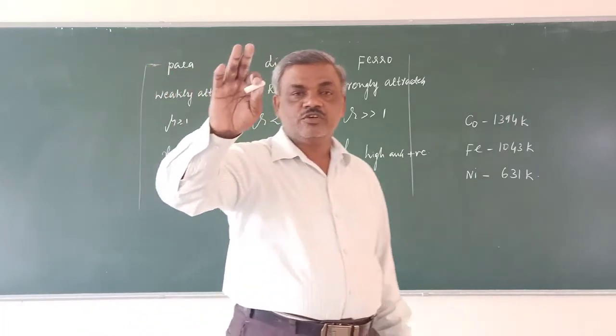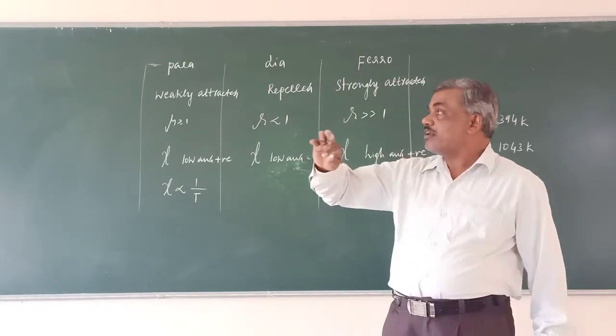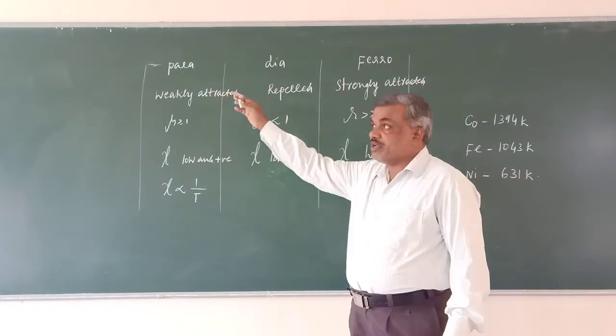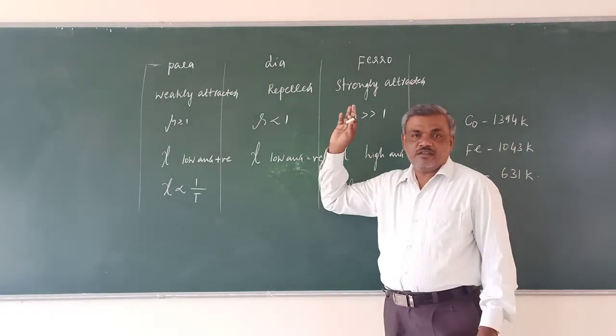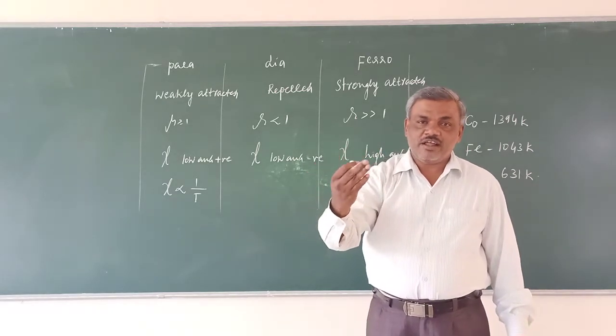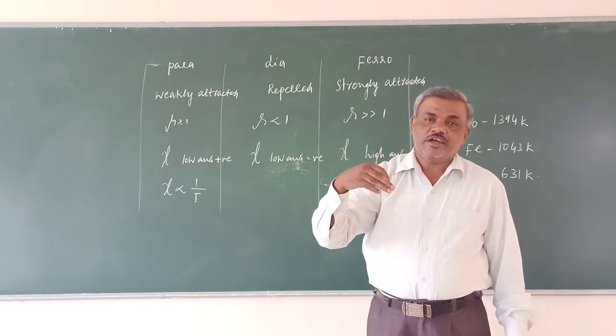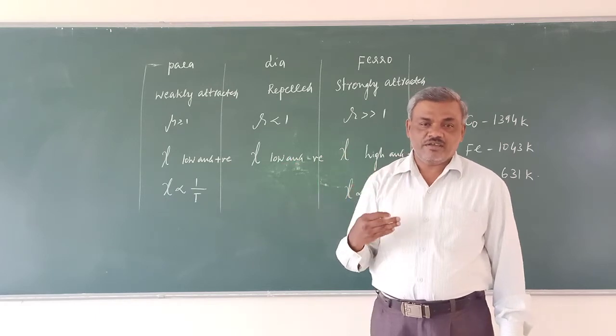Students, today's class is on magnetic materials. There are three types of magnetic materials: paramagnetic material, diamagnetic material, and ferromagnetic material. On what basis are the magnetic materials classified? In the last class, I told you about magnetic permeability and magnetic susceptibility.